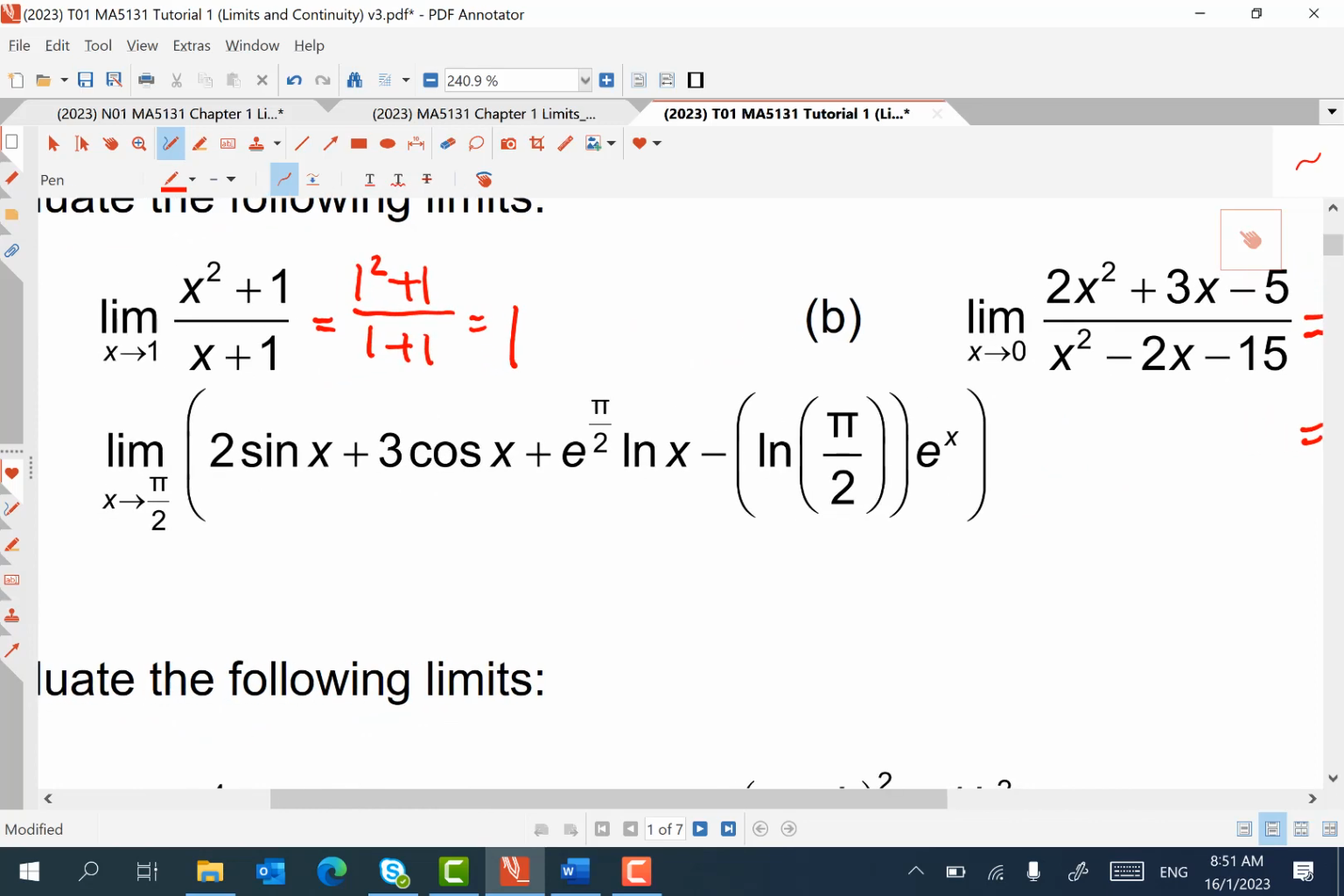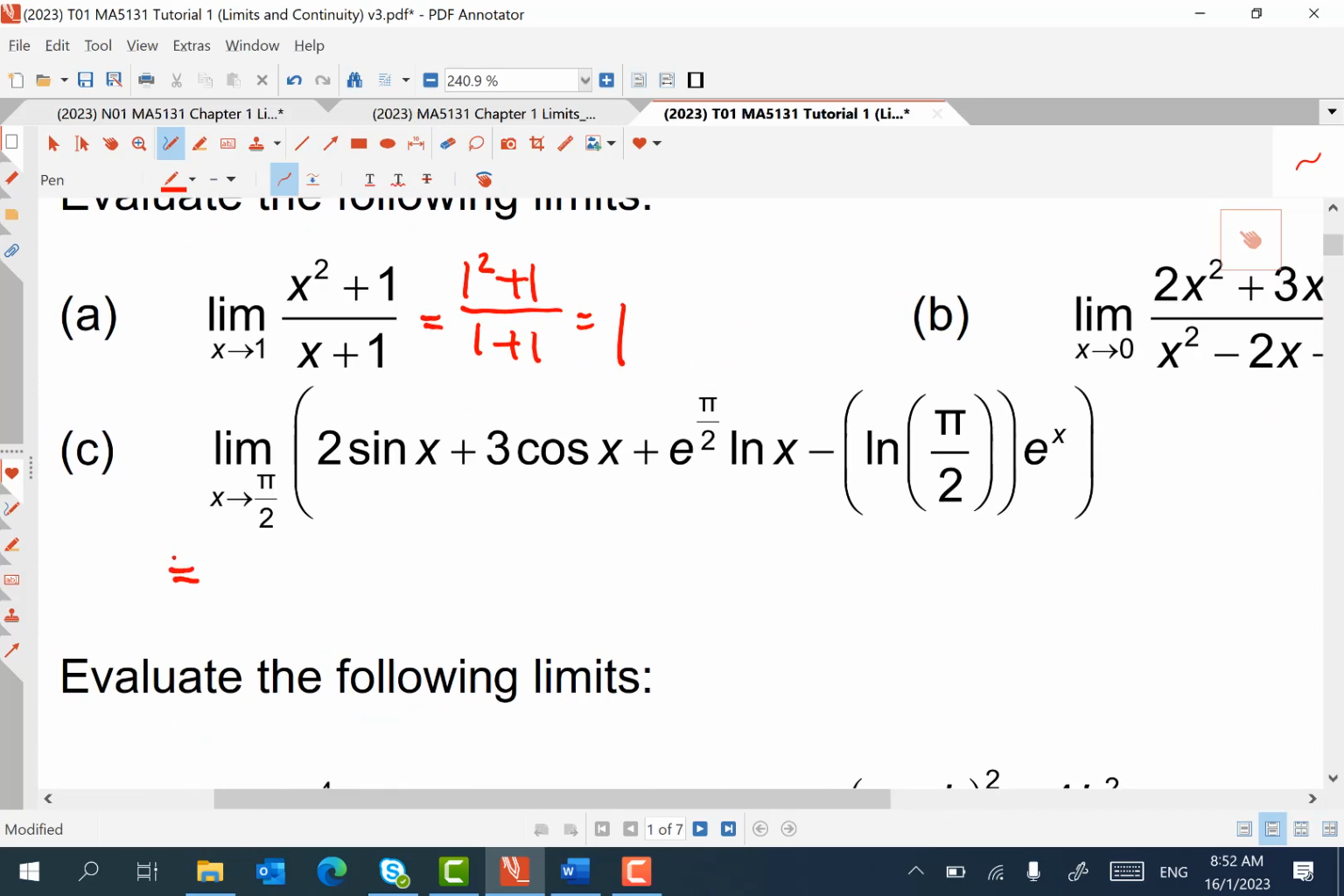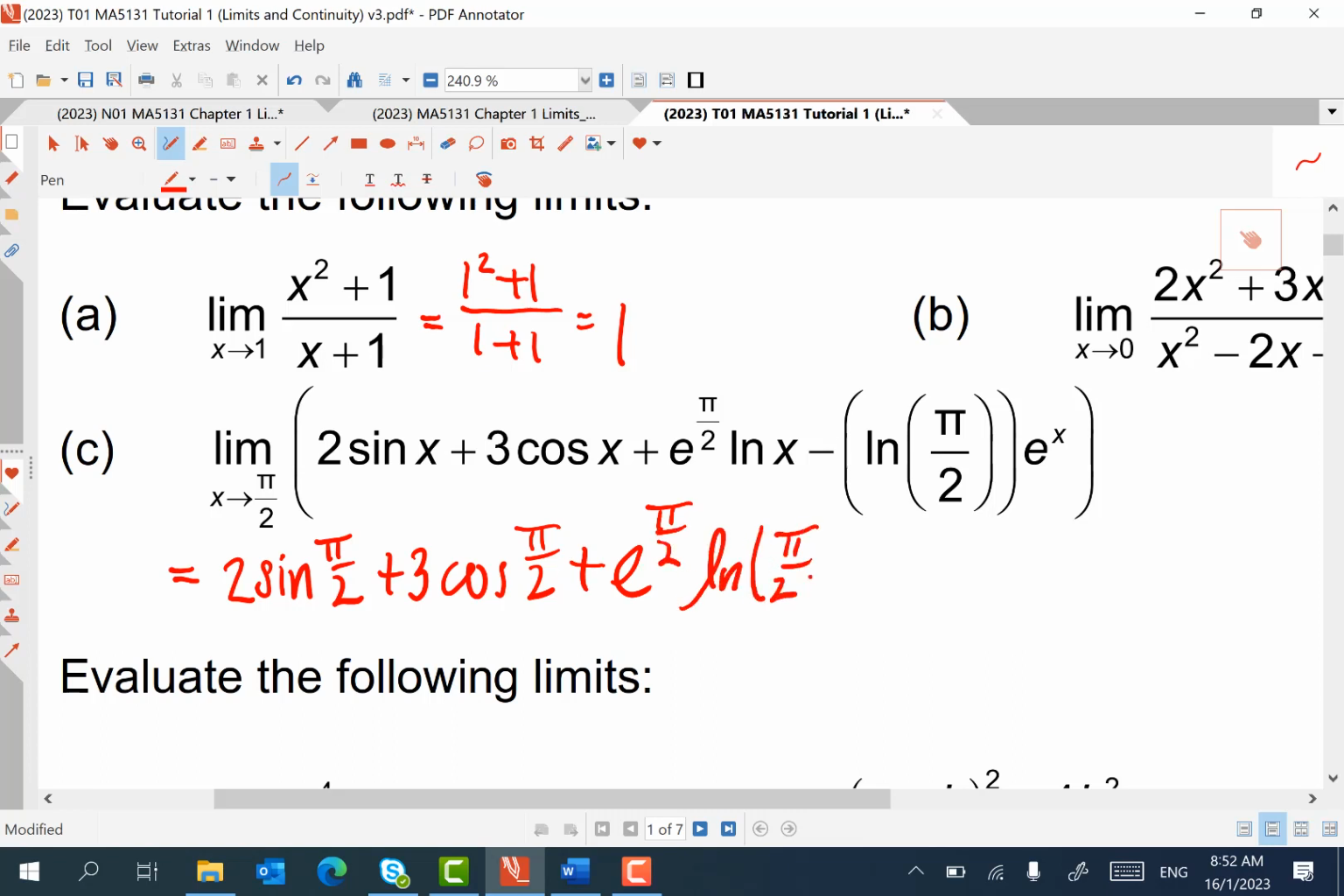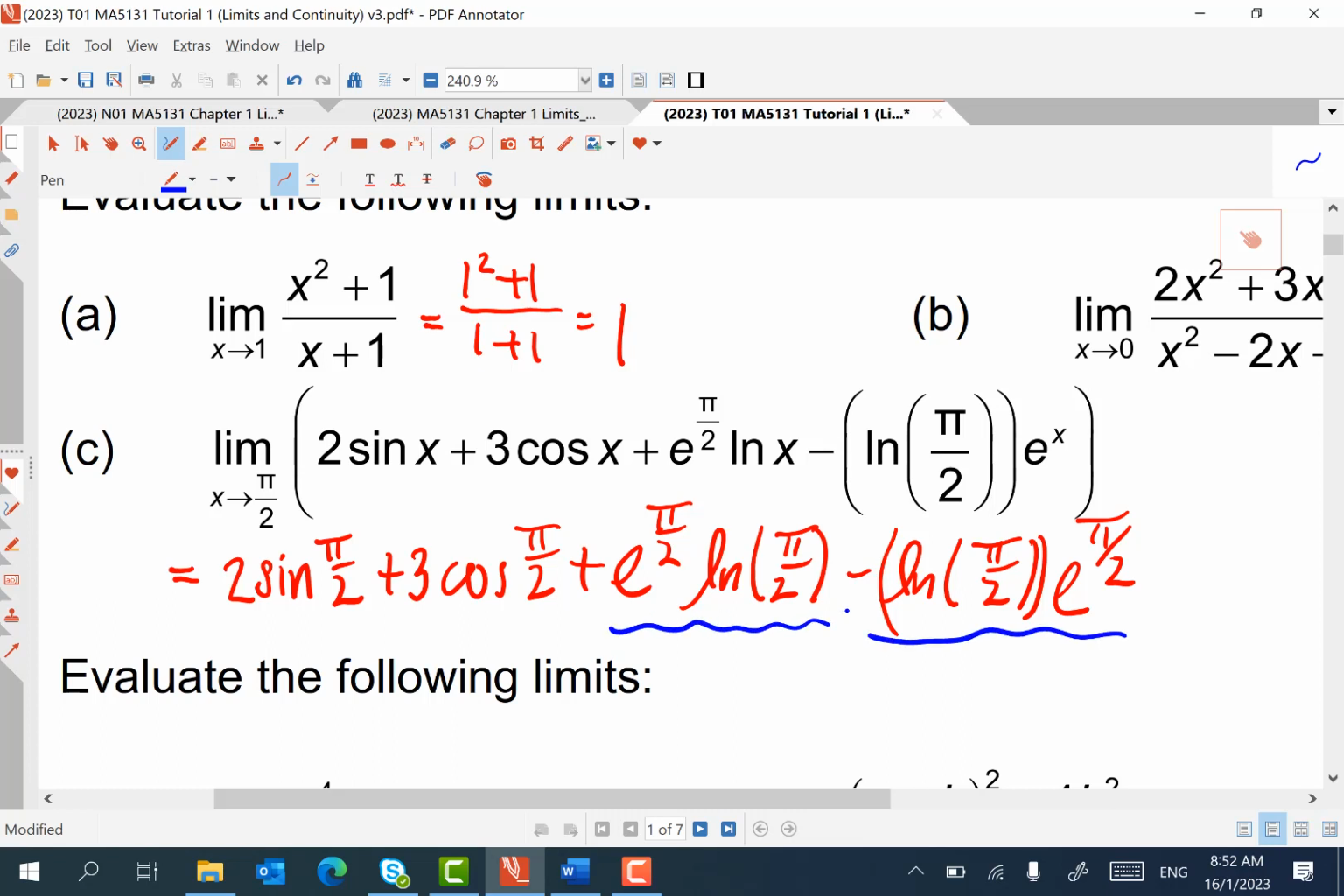Alright. For the third question, in presentation, you want to actually show that you plug it in. And then in this case, these two will go off. This will go off. And we all know that sine of pi over 2 is 1, and this is 0. So the answer is therefore just 2.